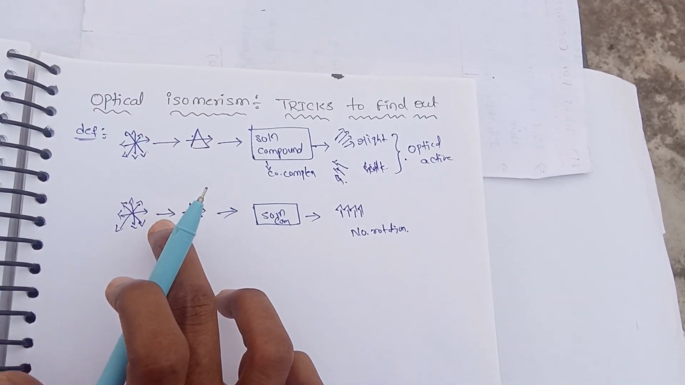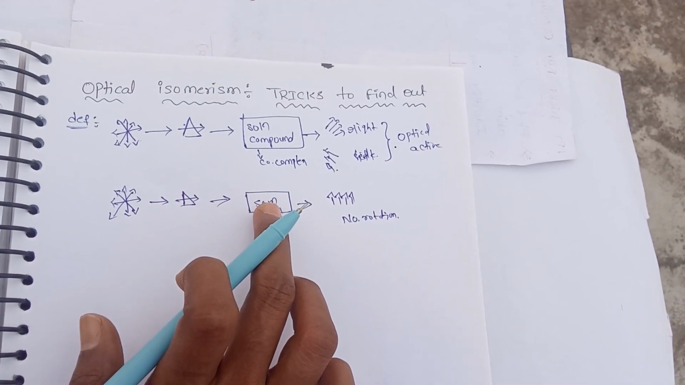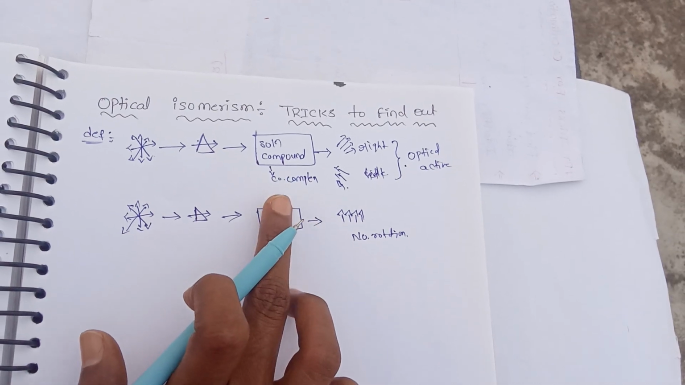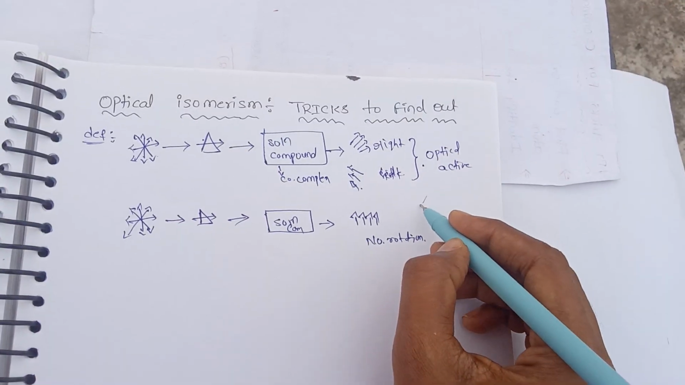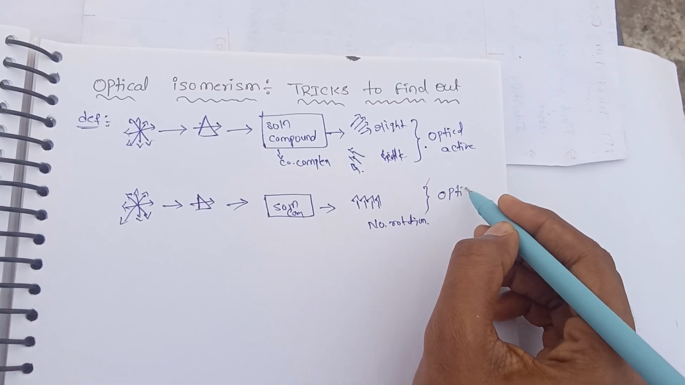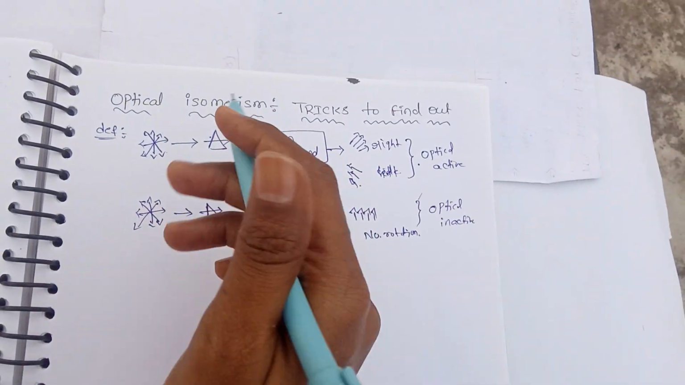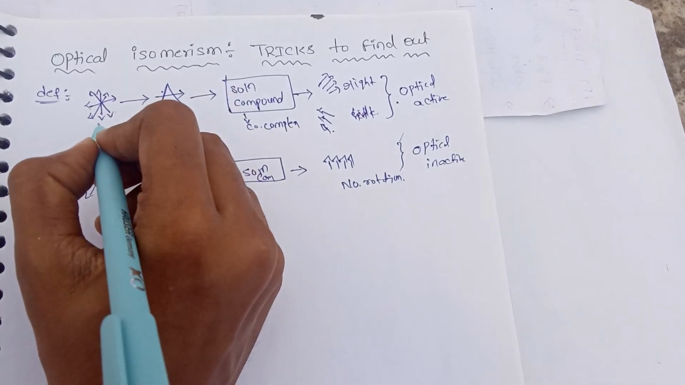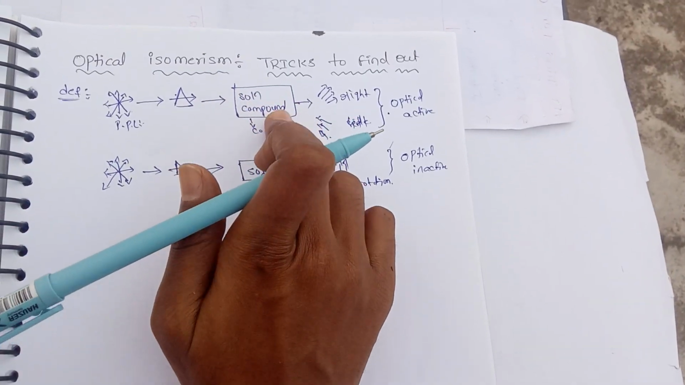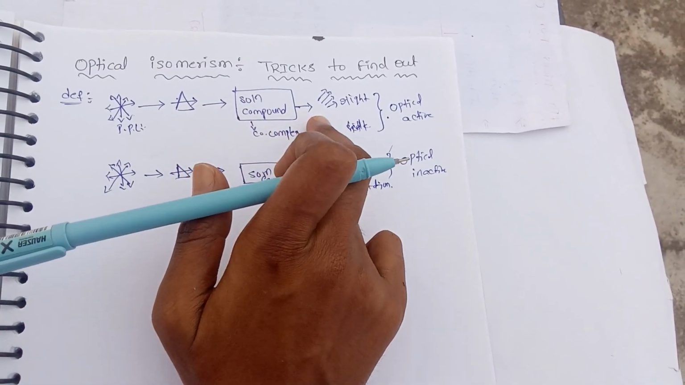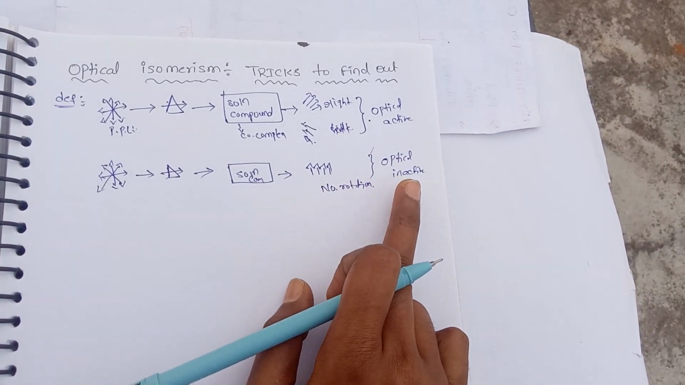And the other case is when light is passed through the prism, coming to the solution compound, that rotation does not happen. That means there is no rotation, so this is optically inactive. Simple definition, guys. When the plane polarized light passes through the prism, and then passes through the solution compound, that means coordination complex, when the rotation happens, that is optically active. When the rotation does not happen, that is optically inactive.